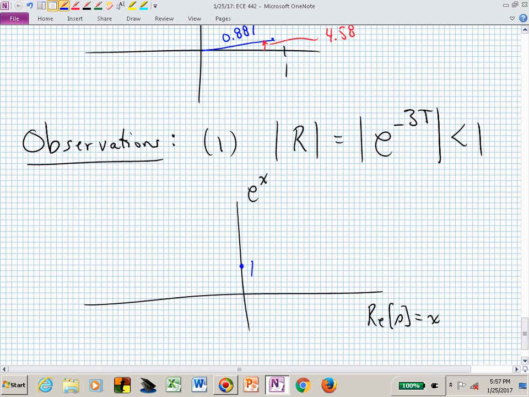What is e to the 1? What is e? Do you remember? If you don't, you can look it up on your calculator, can't you? You can evaluate it. It's 2.7, roughly. So now at 1, if we were over here at 1, we are at 2.718. So let's say that's up here.